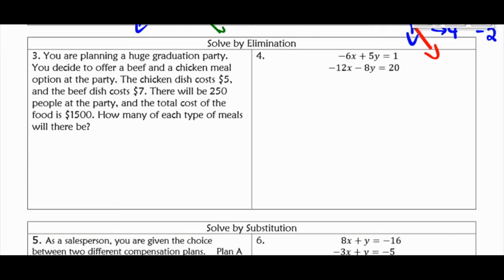Alright, the next two I'm going to solve using elimination. The first one is a word problem that I need to translate into a system of equations, which means I'm going to get two different equations, and then I'm going to use elimination.